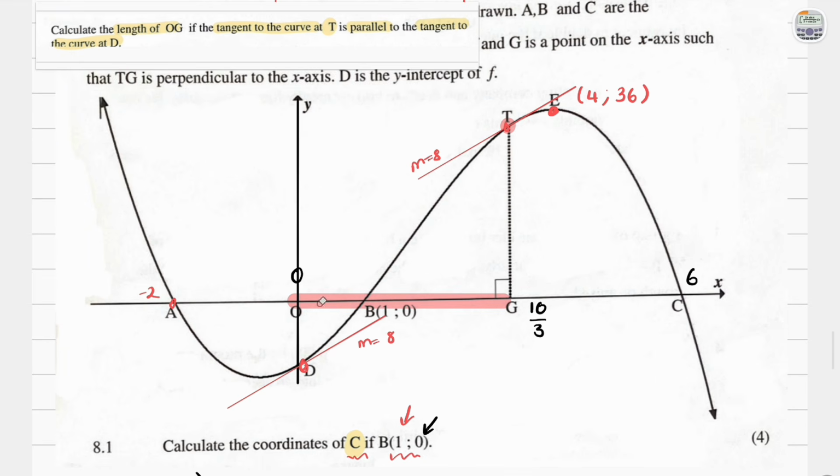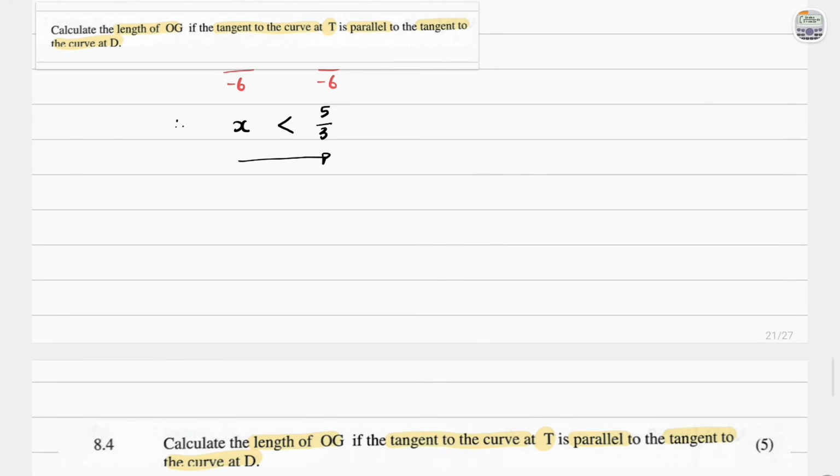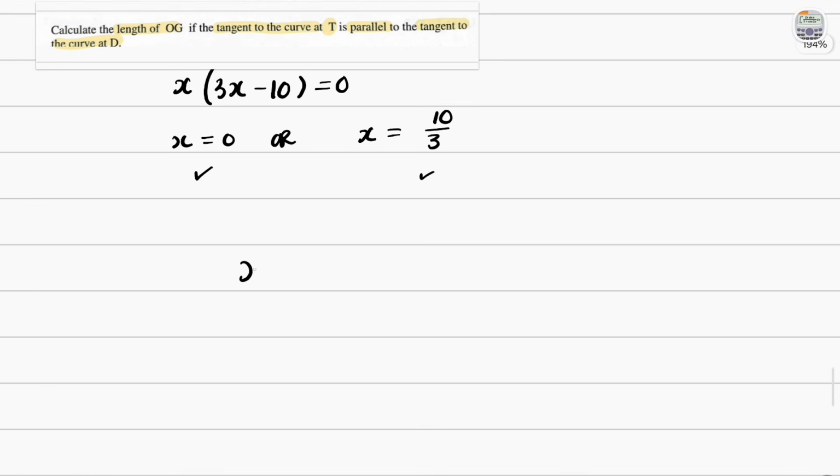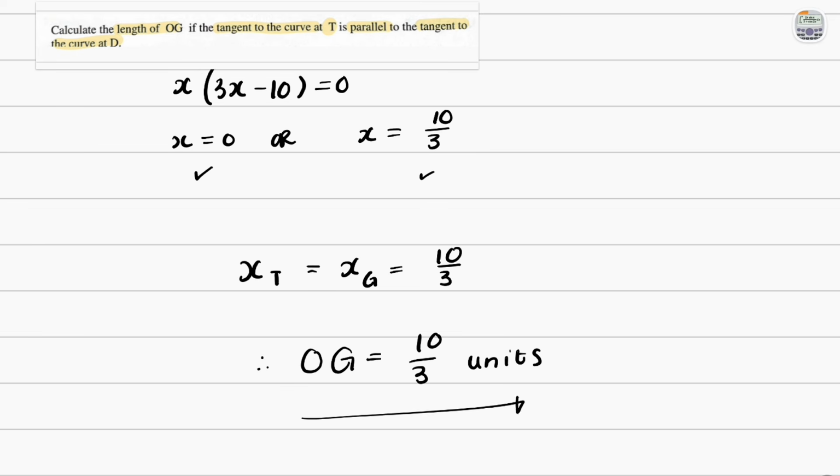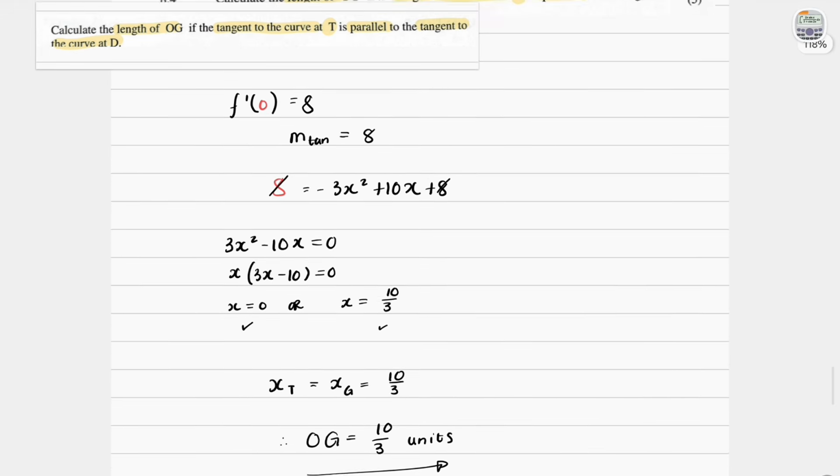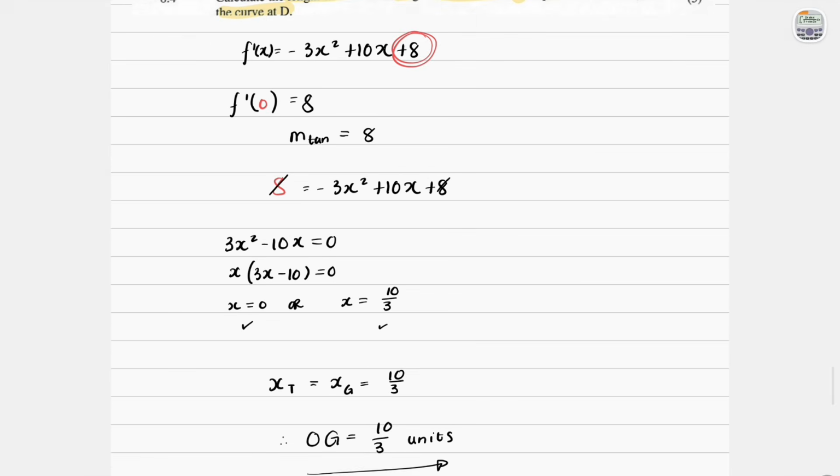The whole point is to find OG. If we know that this happens at an x value of 10 over 3, we know that the x value of T and the x value of G are exactly the same. So OG is 10 over 3. We can just conclude that and tell them the x value of T is the same as the x value of G, and that's 10 over 3. Therefore, OG is 10 over 3 units, and that is our answer. Okay, so that is it for this question, and moving on to the next question.